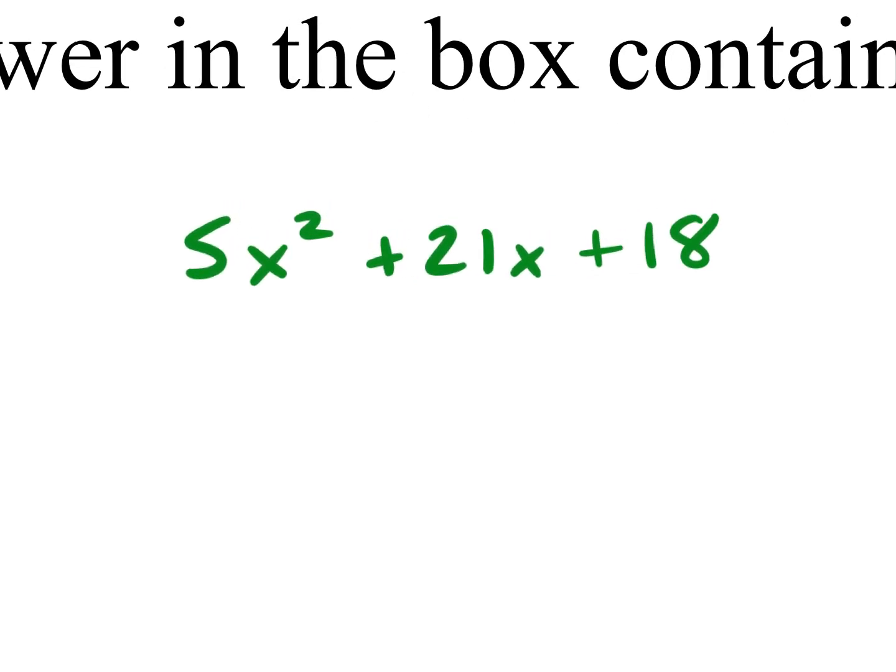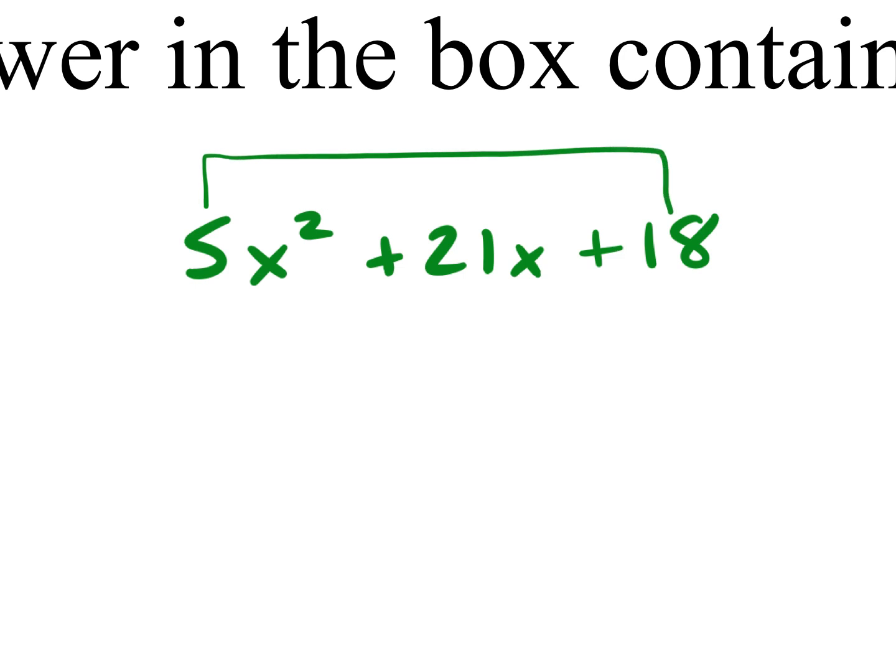All right. So first thing we want to do is check and see if you have a GCF. Do we have a GCF? No. Nothing divides into 5, 21, and 18. So if we don't have a GCF, we have to multiply the first times the last.